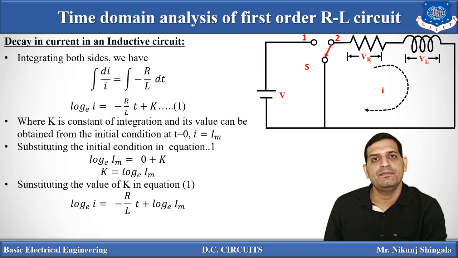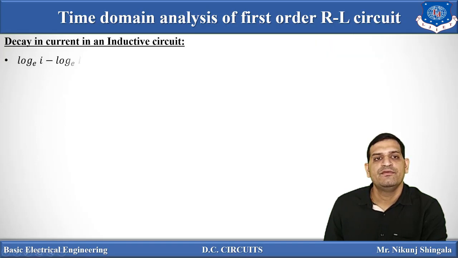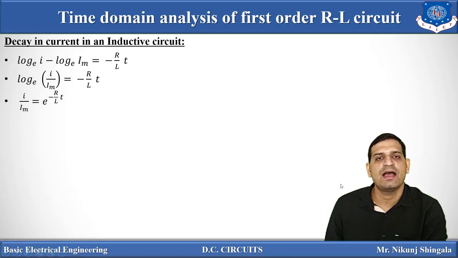Now taking the log Im term to the left-hand side, we have log I − log Im = −(R/L)t. We know log x − log y = log(x/y). So log(I/Im) = −(R/L)t. Now taking the anti-log on both sides, we have I/Im = e^(−(R/L)t). So we can write I = Im e^(−(R/L)t).